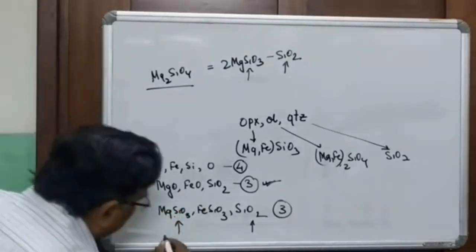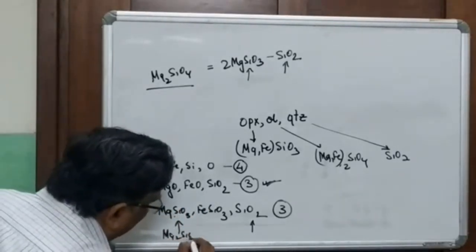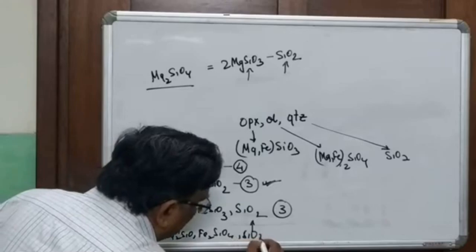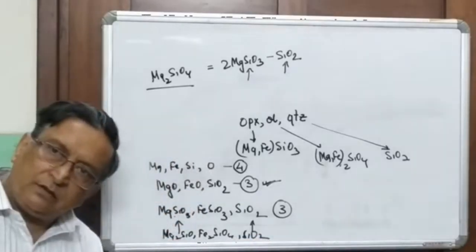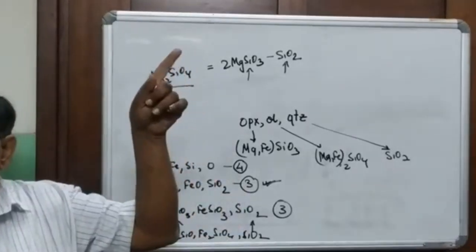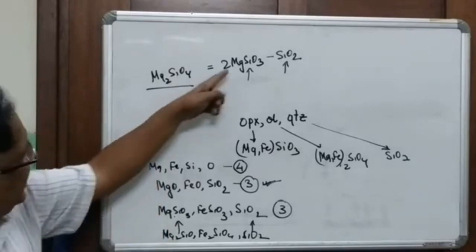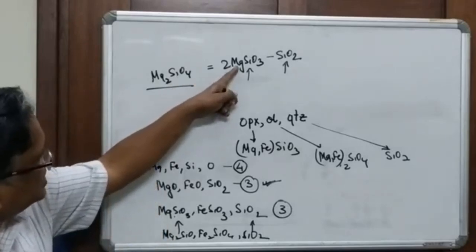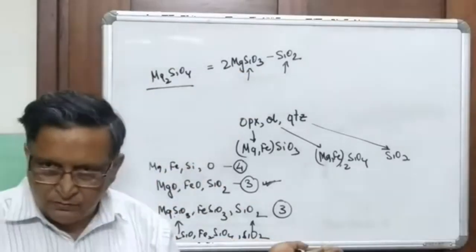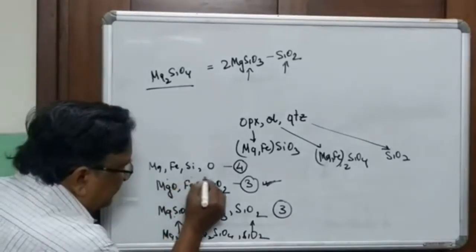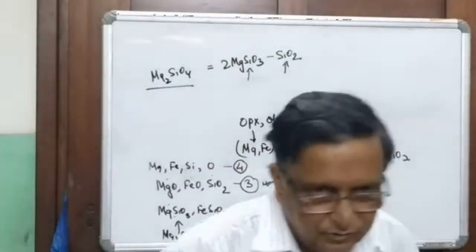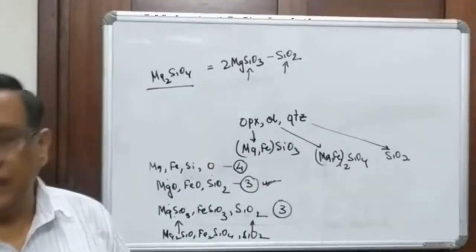Or you could choose Mg2SiO4, Fe2SiO4 and SiO2. This is also correct. Have you understood? This is also correct. Because you can now write 2MgSiO3 as Mg2SiO4 plus SiO2. It doesn't matter. So the nature of the components is not important. The number of components is important thermodynamically.